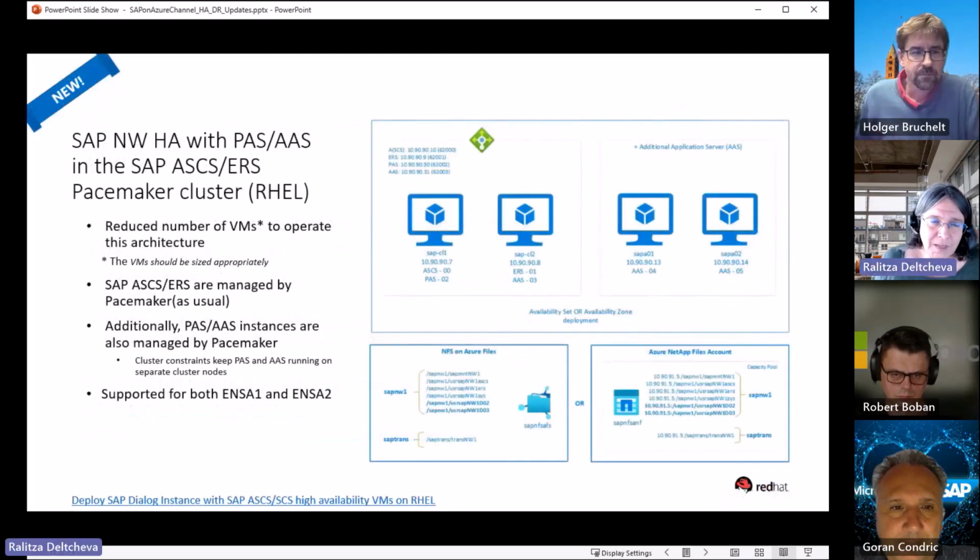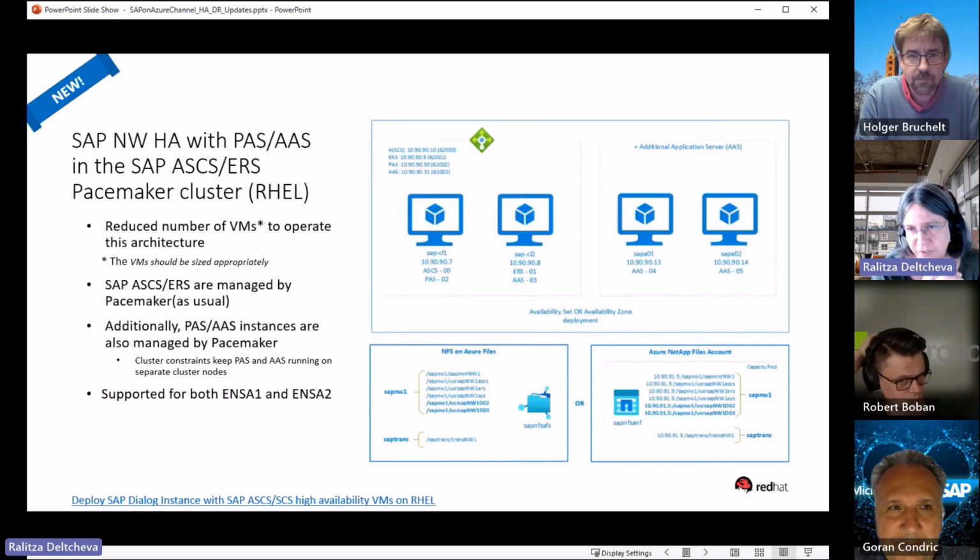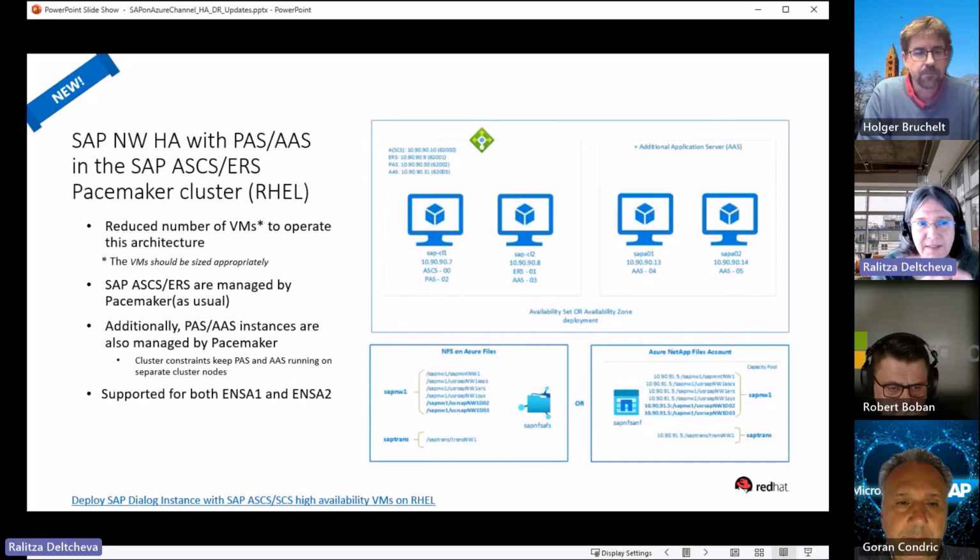So now the next area of updates has to do with cost efficiencies. I mean, these days with the current economic climate, that's a topic which comes up more and more. And we have released two reference architectures which help to cut down on the cost and to cut down on the number of virtual machines that one would require to operate an SAP system in Azure.